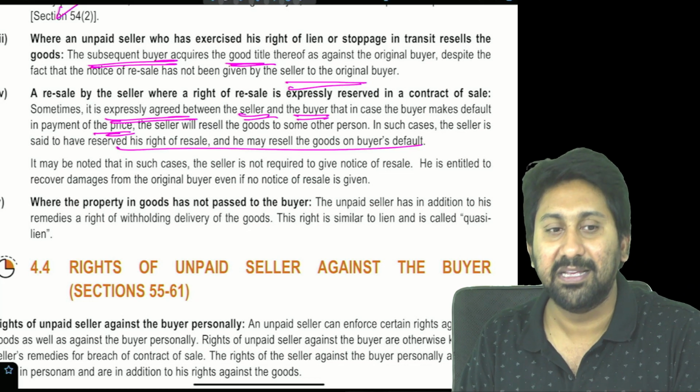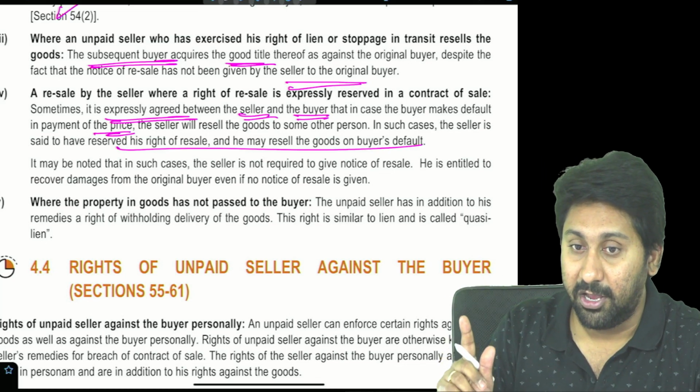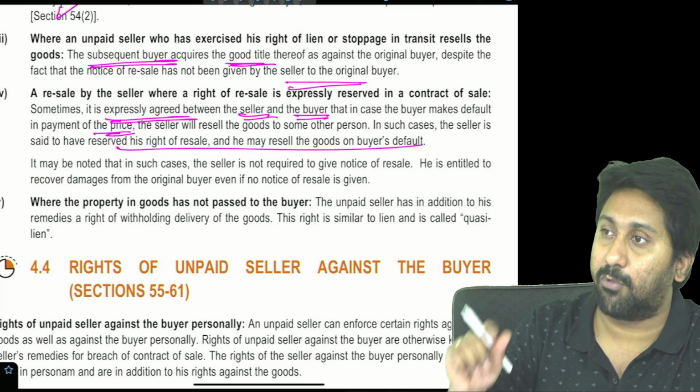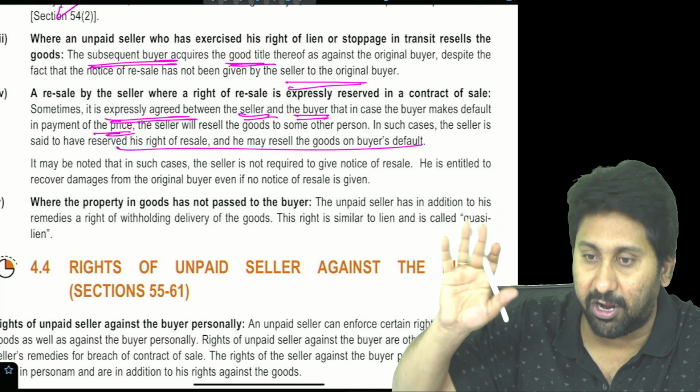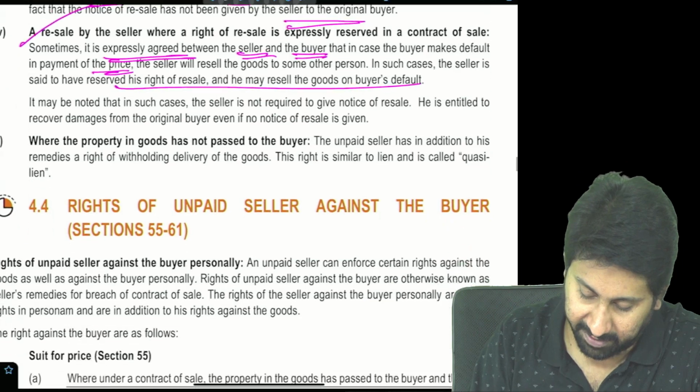Sir, what does it mean? Simple. In the terms and conditions sheet, I have clearly written that if you don't pay the money within time or make a default, I will resell to another person. If it is clearly said, notice separately need not be given.